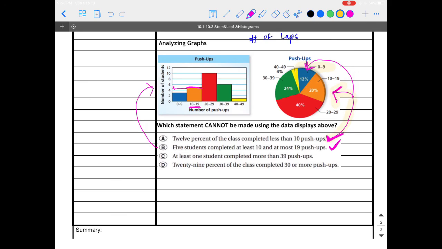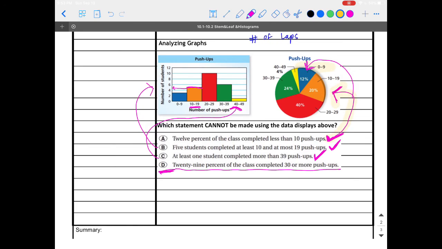So let's move on. At least 1 student completed more than 39 push-ups. So when we're looking over here, this is 40 to 49, and it does look like at least 1 student completed that. So that looks true as well. So we would think by default that this D was going to be the one that is false, but let's just make sure.